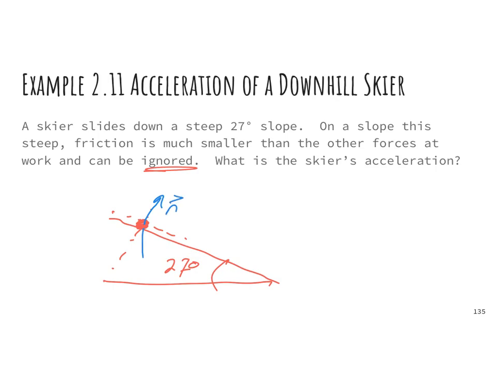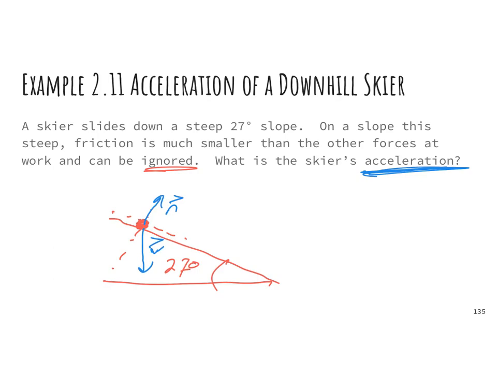There is a weight force that's going straight down. I'm sorry, the normal force is straight perpendicular to the surface. The weight force is going to go straight down. So let's get a better visual of that. Well, we know that if the friction force is ignored, the skier will accelerate down the hill. And what is causing that acceleration?